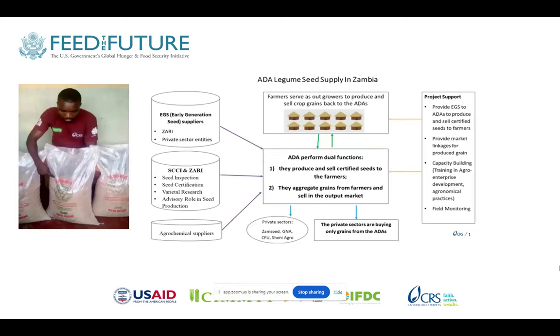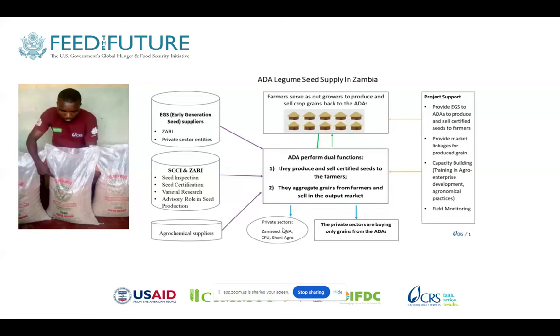The project works through community entrepreneurs, whom we call agriculture development agents. Let me explain in brief the business model for the ADAs. The ADA is at the center of it all. The box that you are seeing in the middle represents the ADA. The ADAs perform two functions. The first one is that they produce and sell certified seeds to the farmers within the communities and beyond. And they also aggregate grain from the farmers that buy their seed and use it to produce the grain.